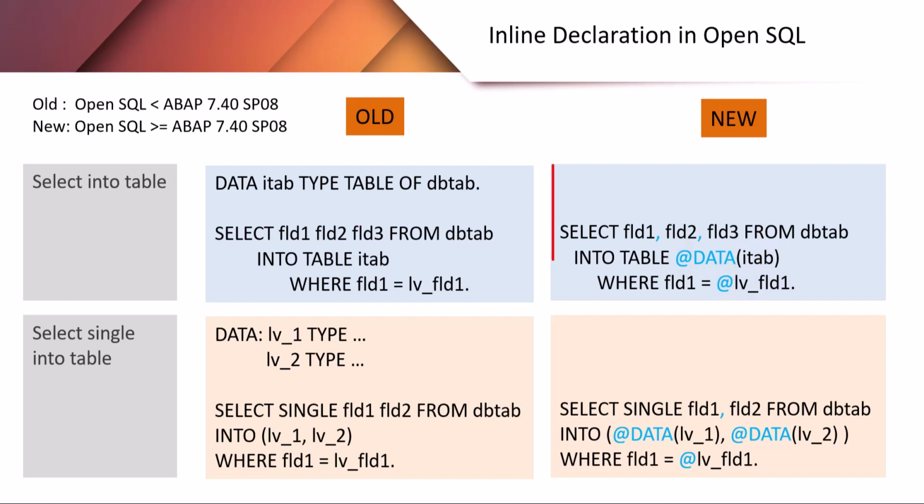As you can see here, in the new ABAP syntax, we have not declared the data type of internal table itab explicitly in the program, but we have used the inline data declaration operator DATA, and in brackets we have given the internal table name. The compiler will determine the data type for the internal table based on the field list that we have given in the select statement. Since itab is an internal table in ABAP, we have escaped it with the @ sign. Similarly, variable LV field 1 is an ABAP variable. That's why again we have to escape it with the @ sign.